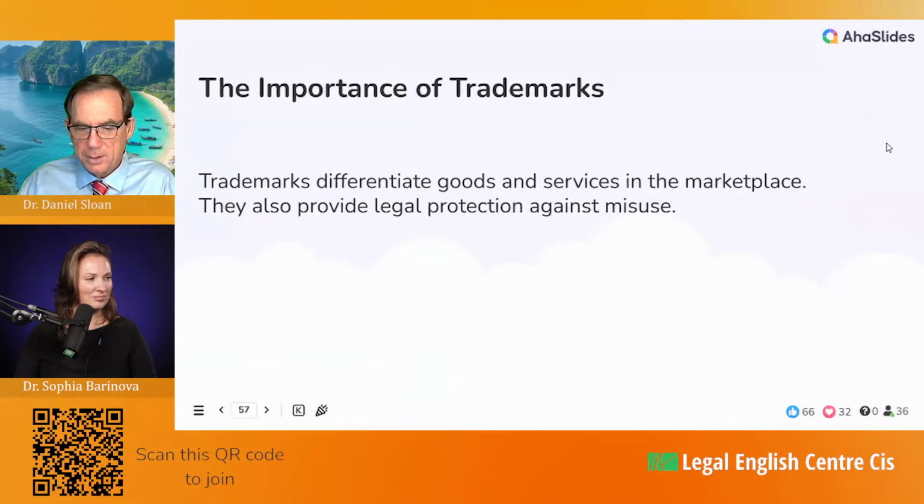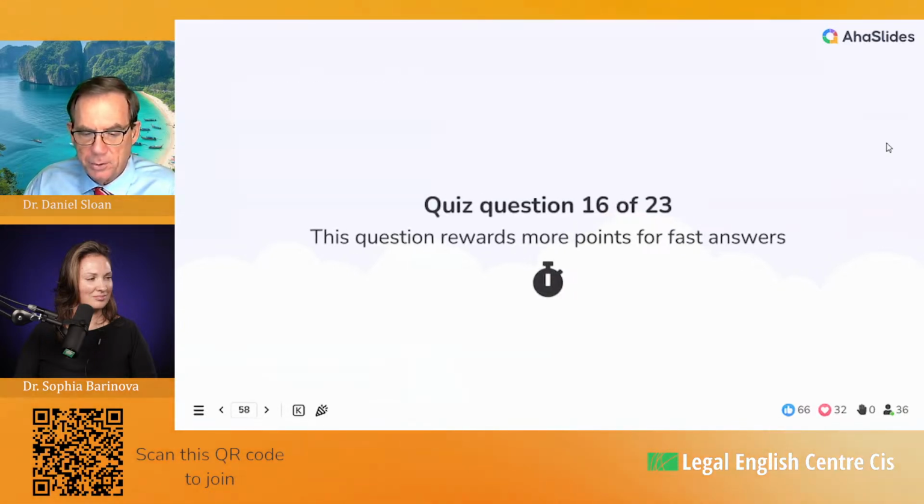I think that's the same one, isn't it? Yeah. Okay, so the importance of trademarks. Trademarks differentiate goods and services in the marketplace. They also provide legal protection against misuse.